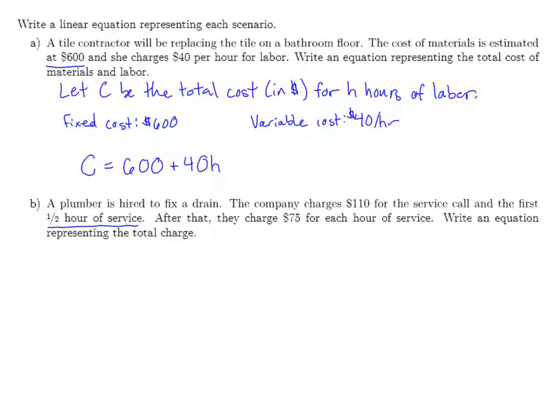So again, working with this linear equation, we'll define our variables, and we'll look at the fixed cost and the variable cost. This one's again going to require a little bit more maneuvering to deal with this half-hour service charge that's included. So let's start by defining our variables, and I'll use C for the total charge, and then I'll again use H for hours of service. So I'll let C be the total charge in dollars, and that'll be for H hours of service.